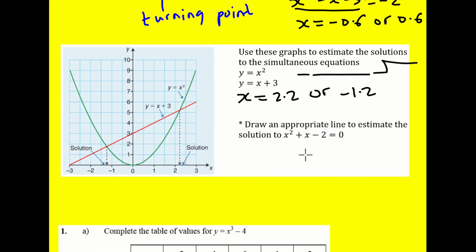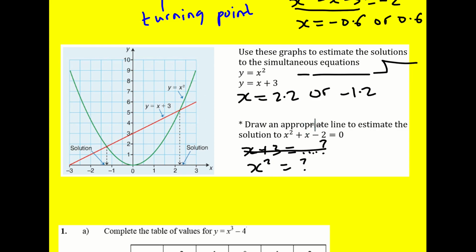Right, the trickiest one now. Draw an appropriate line to estimate the solution to x squared plus x minus 2 equals 0. Well, I know something about x squared, and I know something about x plus 3, so I'm either going to need to get x plus 3 equal to something and draw that graph, or I need to get x squared equals something and draw that graph. Now this one on the right would be a quadratic because I need to somehow get an x squared, so I'm going to rule that one out.